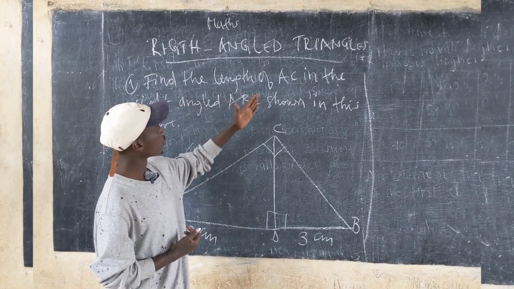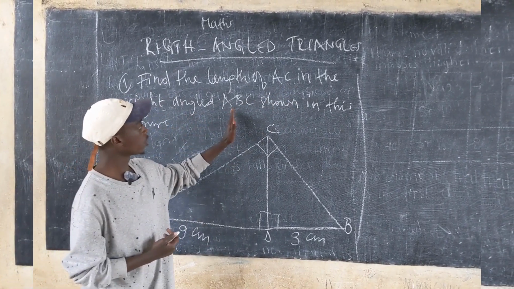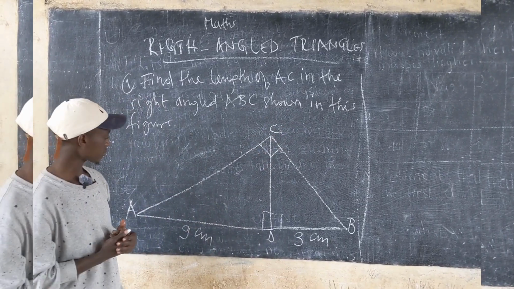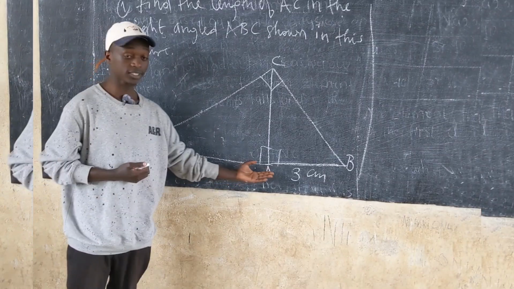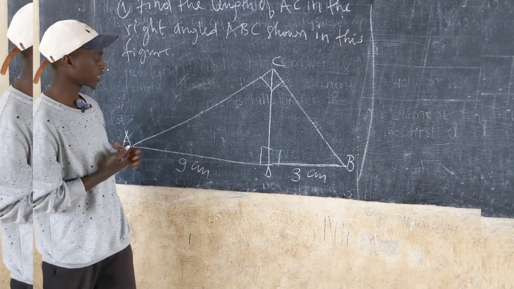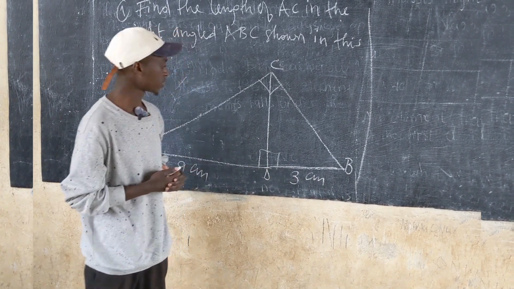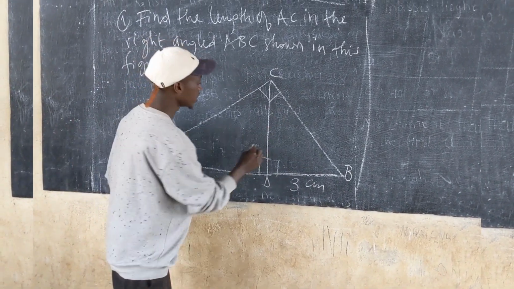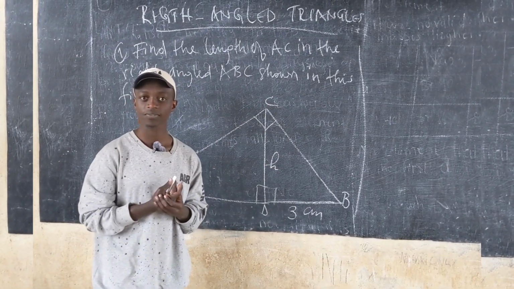Find the length of AC in the right-angled triangle ABC shown in this figure. From A to D we have 9 centimeters, and from D to B we have 3 centimeters. If someone asks you how to find this altitude, let's call it H.